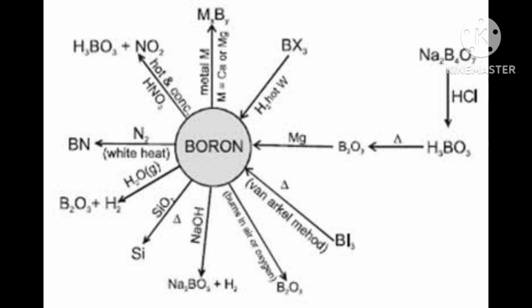Then boron 2.0, aluminum 1.5, gallium 1.6, indium 1.7, thallium 1.8. Means comparatively, in all these five elements, aluminum is more reactive, because its value is less, plus 1.5. Density means heavier. You can see density, gram per cc at 298 Kelvin. 298 Kelvin means 25 degrees centigrade.